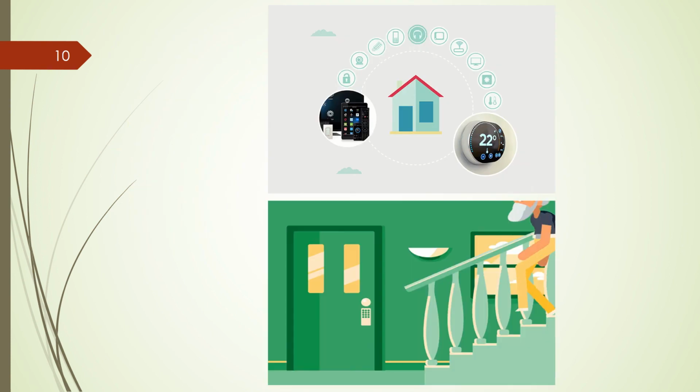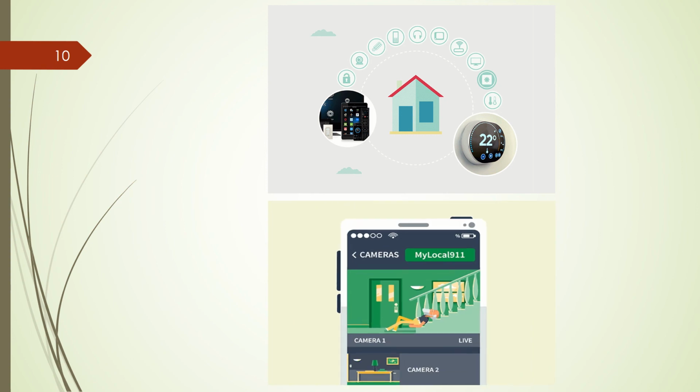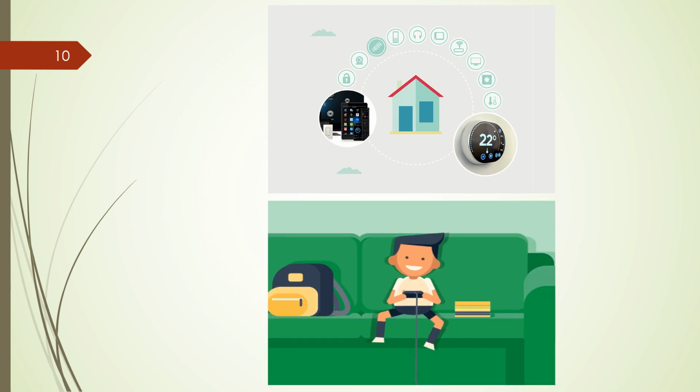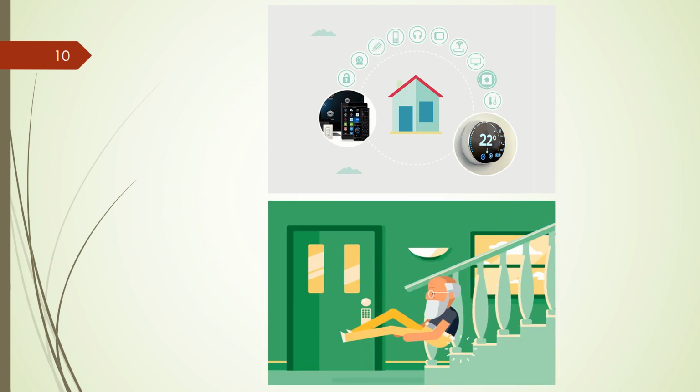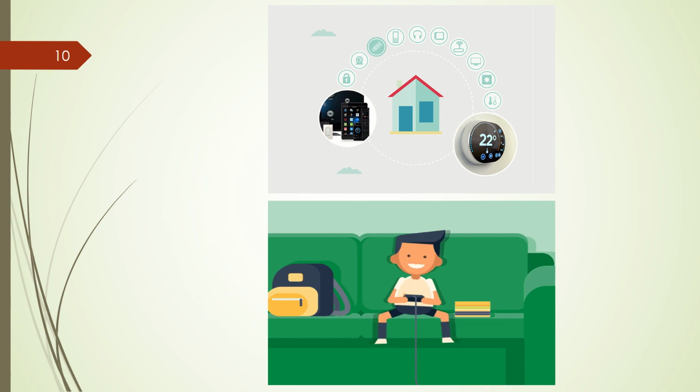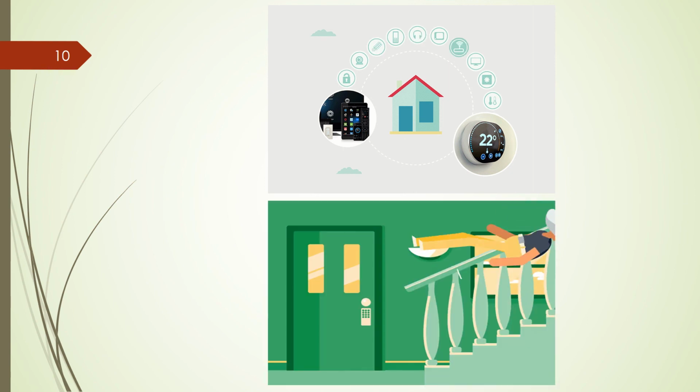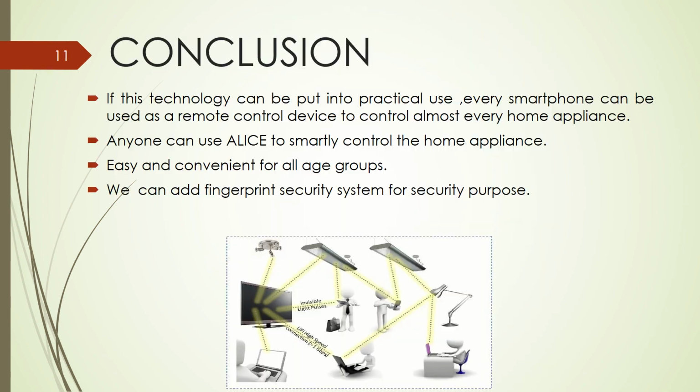So these are the two GIFs, as you can see. Very interesting GIFs wherein you can see the implementation of home automation in a real world scenario. So that's all I had.